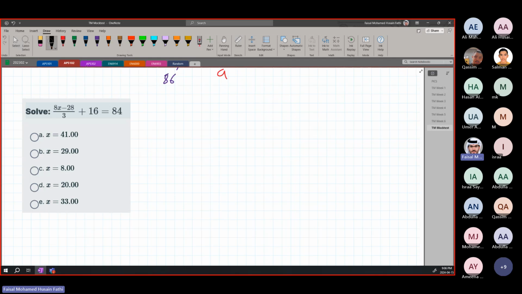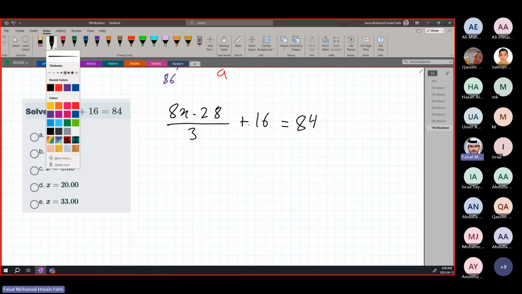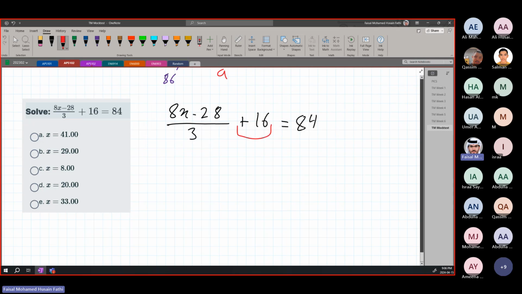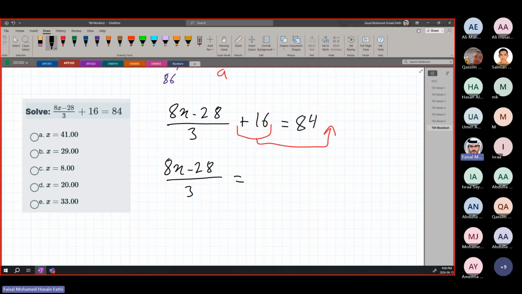Here, again, we have 8x minus 28 over 3 plus 16 is equal to 84. Just so you know, since there's no x's here, very simple. All you're going to do is take this to the other side and cross multiply. So it's going to be 8x minus 28 over 3 is equal to 84 minus 16. 84 minus 16, which is 68. Okay.